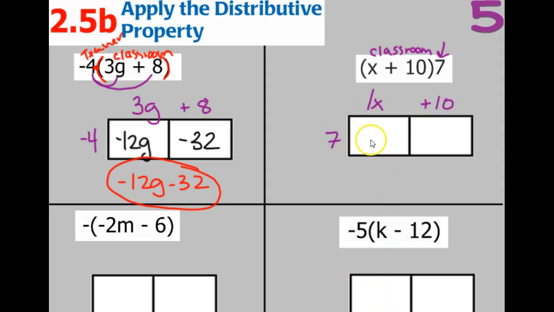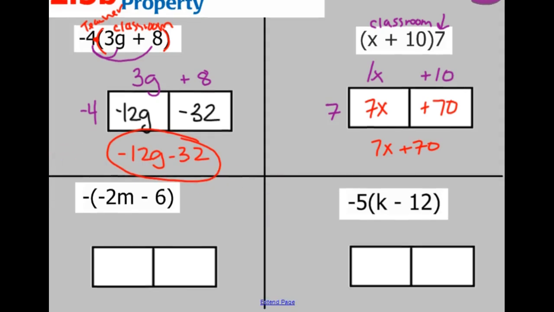So 7 times 1 is 7, also multiplied by x. And 7 times 10 is a positive 70. So we have 7x plus 70.